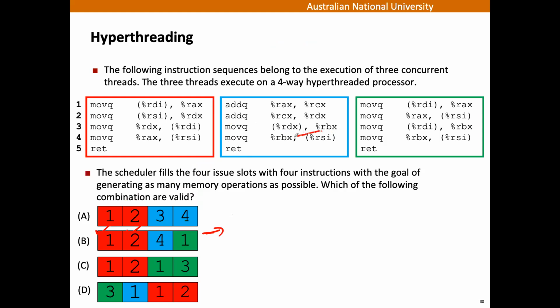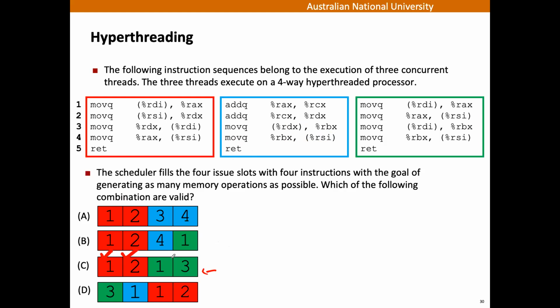This comes from here, and this comes from here. This instruction needs RDX, and for RDX, this instruction, okay? So you cannot execute this load before you execute these instructions. So this is also wrong. What about this one?